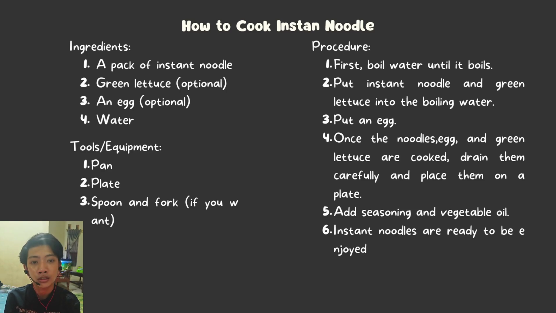Okay, the procedure. The first step is boil water until it boils. The second step, put instant noodles and green lettuce into the boiling water. The third step is put in an egg. The fourth step is once the noodles, egg, and green lettuce are cooked, drain them carefully and place them on a plate. The fifth one, add seasoning and vegetable oil on the noodles on the plate. So the last step is instant noodles are ready to be enjoyed.